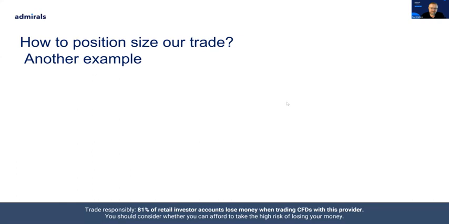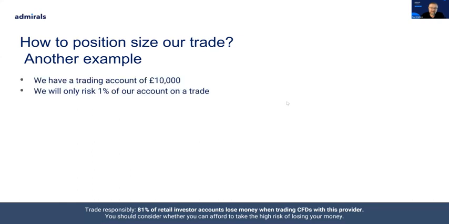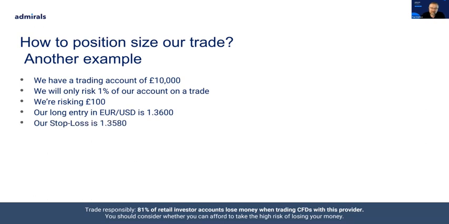Another quick example. Once again, we've got a trading account of £10,000. We're only going to risk 1% of our account on a trade, so we're risking £100. But in this case, when we look at a position size, we're going to be trading the euro against the US dollar. We want to be buying it at about 135.60. Our stop loss, which we'll come on to, is about 135.40. So now we're looking at how many points of trade risk we have. Trade risk being the distance between our entry and our stop loss, which we're going to come on to in a slide or two. Well, our trade risk is 20 points, the difference between 135.60 and our stop loss.